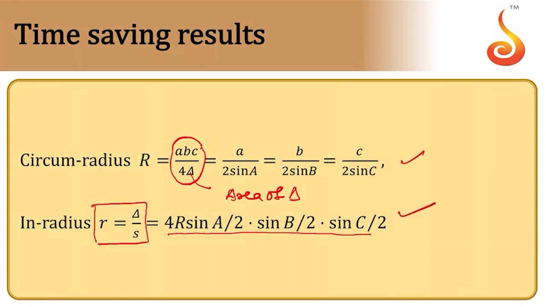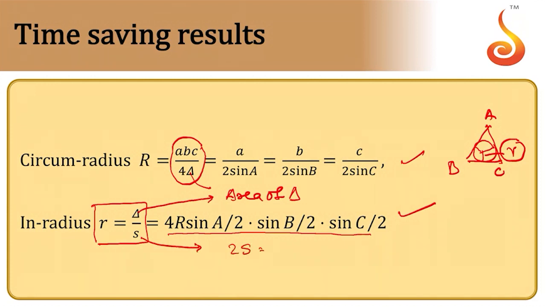Small r is inradius. Inradius means there is a circle inside the triangle ABC. This small r is called inradius. This is circumradius and this is inradius. Delta is the area of a triangle. S is the semi-perimeter. 2s is equal to a plus b plus c. So s is equal to a plus b plus c by 2. Semi-perimeter is s.